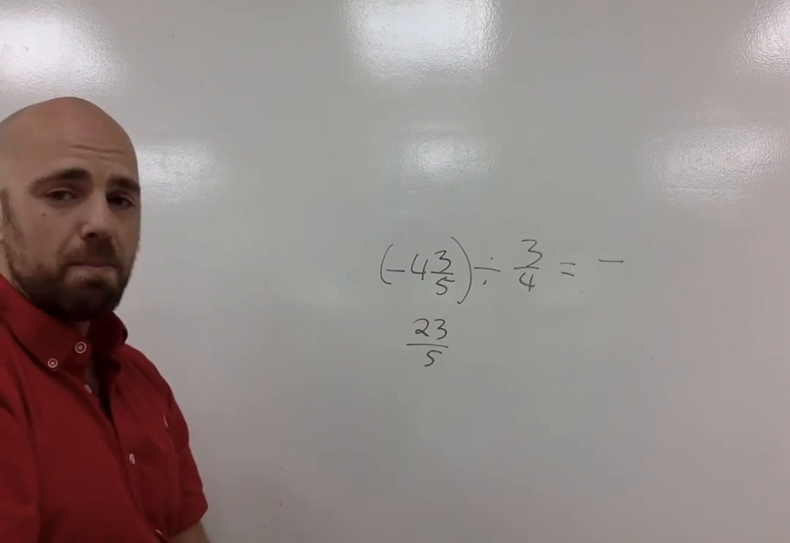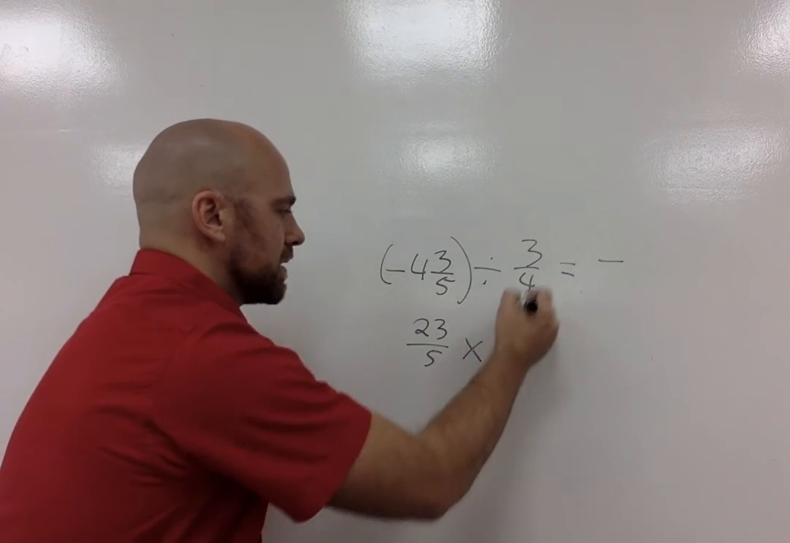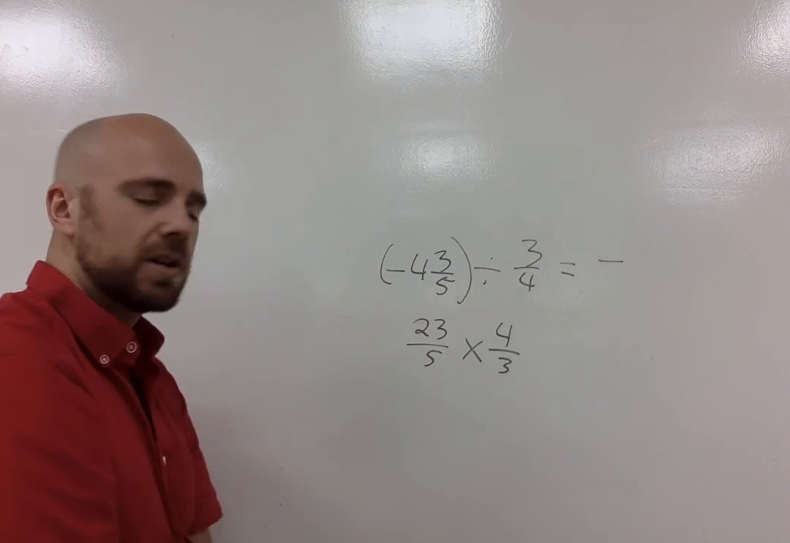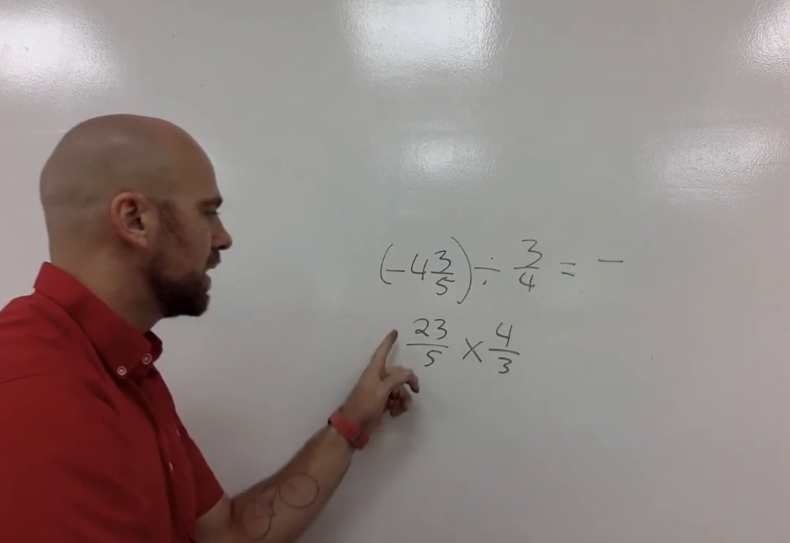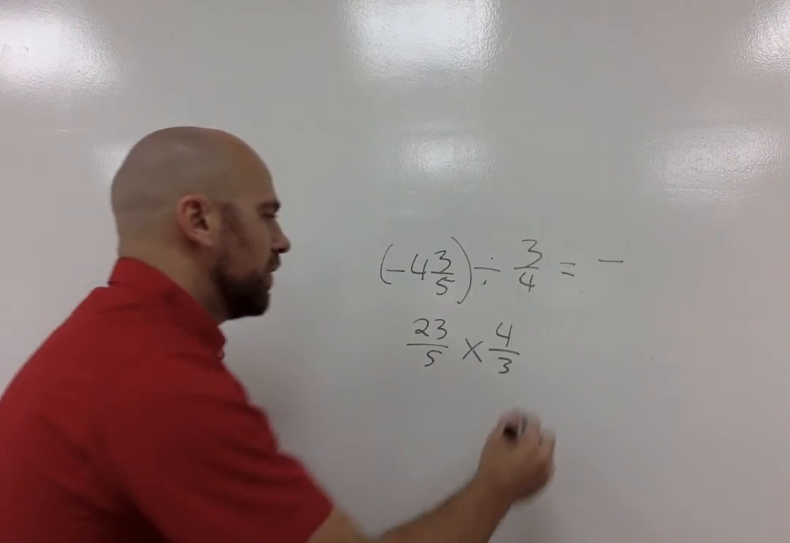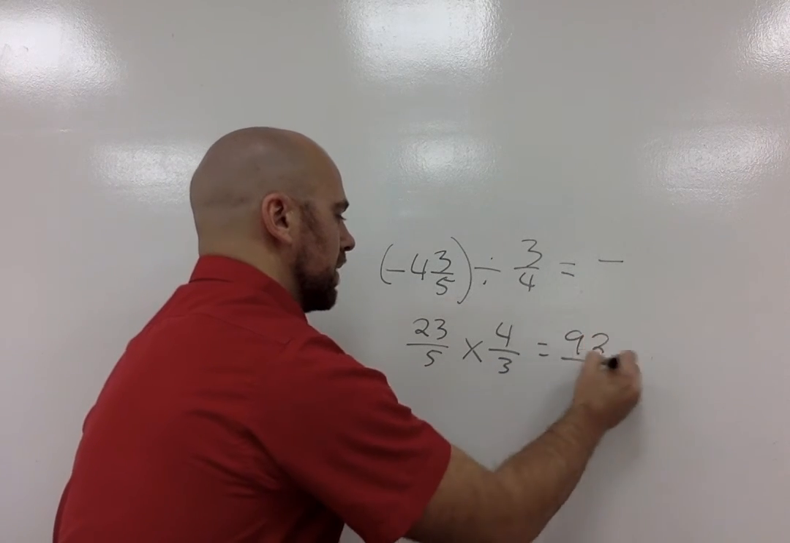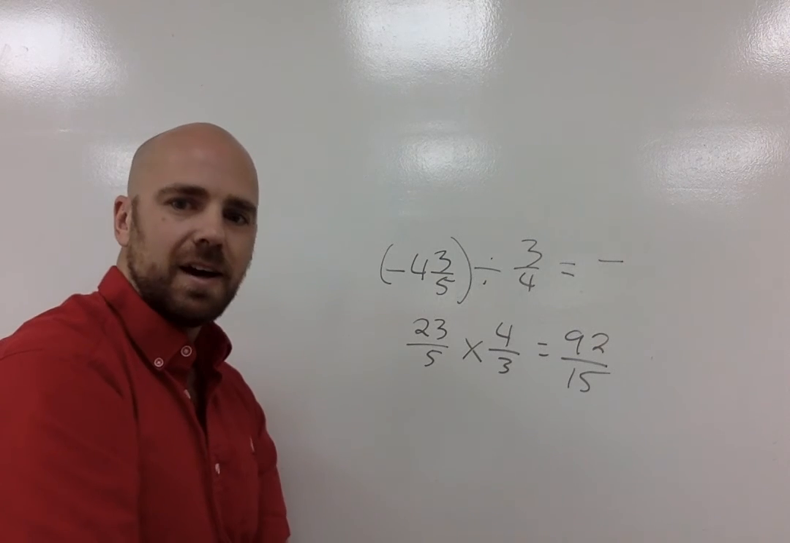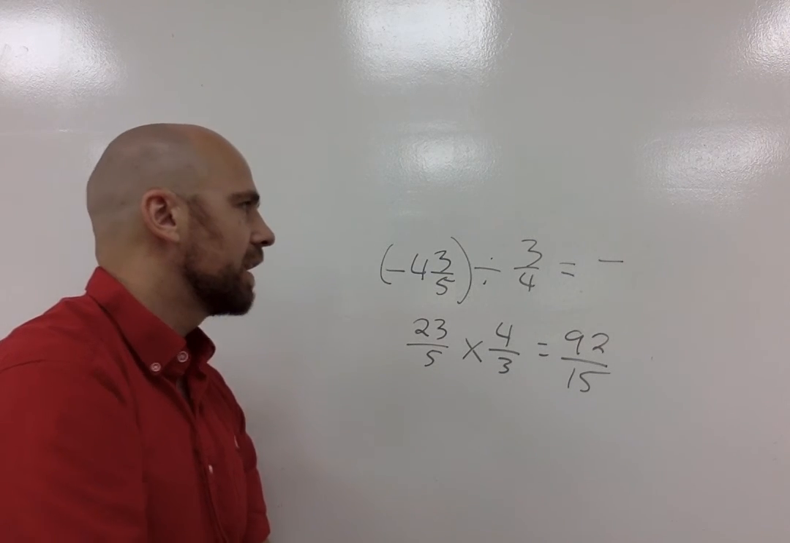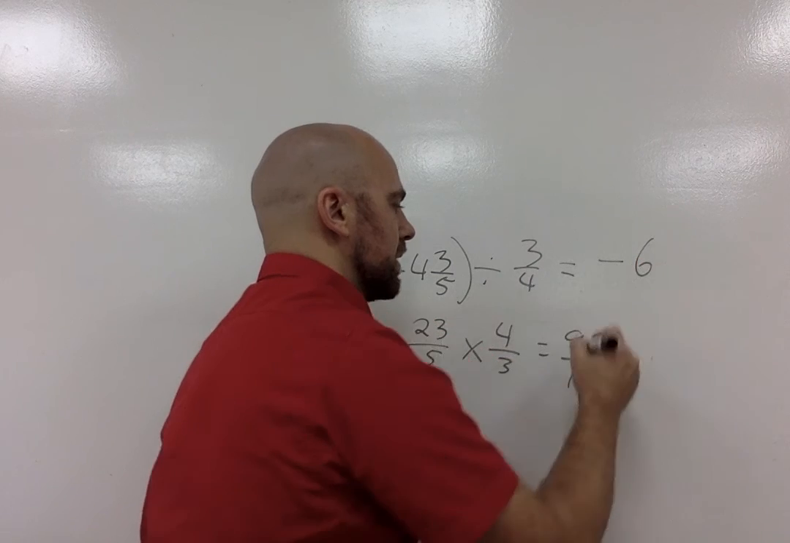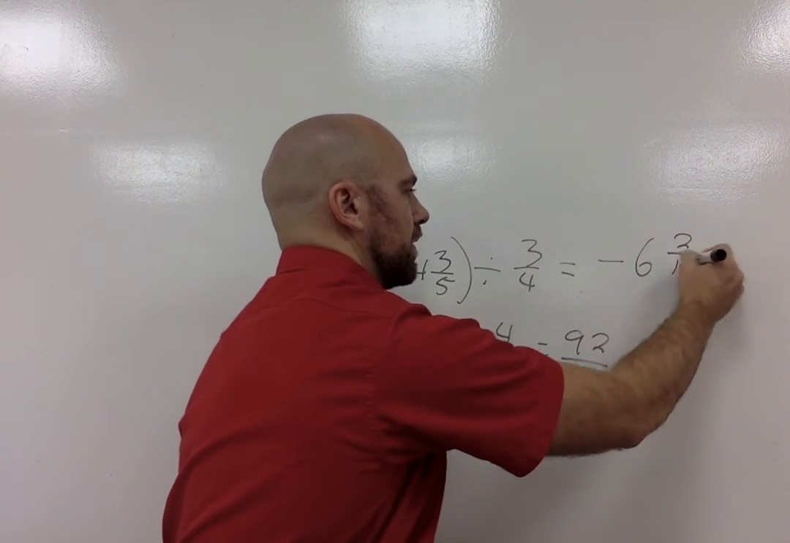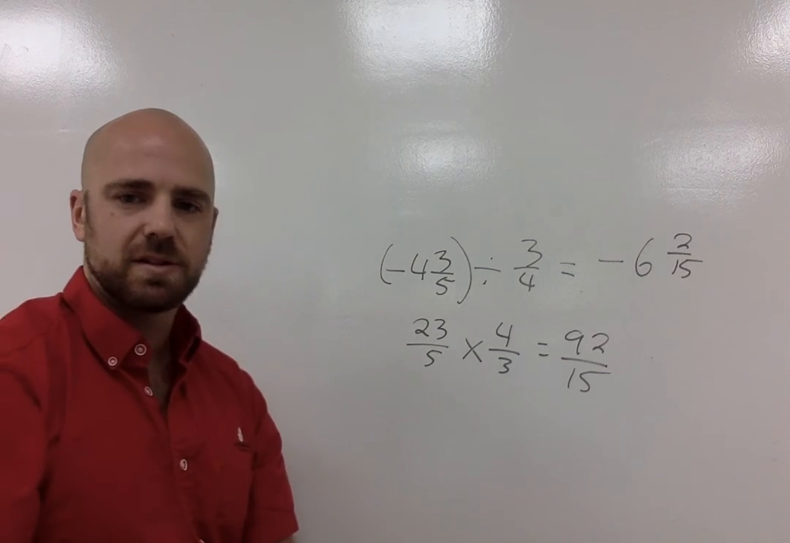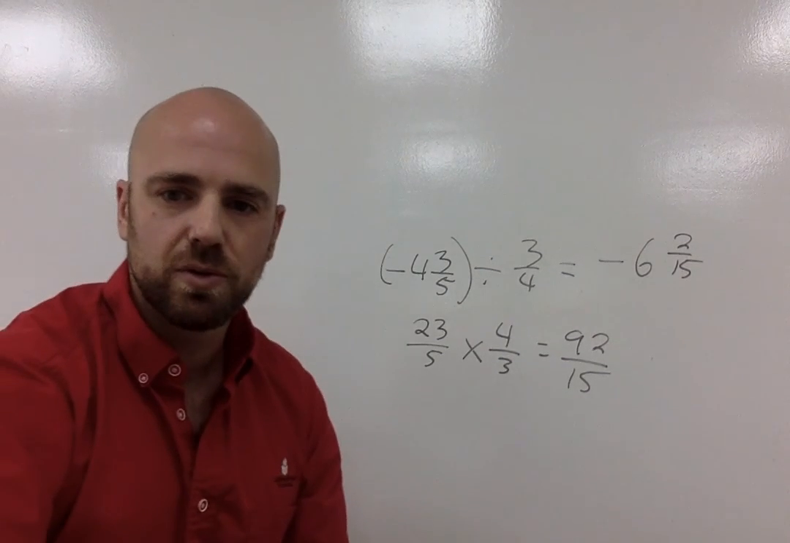I'm going to change this into a multiplication times 4/3. Right? Now I'm actually going to go about solving my question. So 23 times 4 is 92/15. How many times can I take 15 out of 90? That would be 6 times. And I'm left with 2/15. Okay, 2/15. So that becomes my answer in this situation, -6 and 2/15.